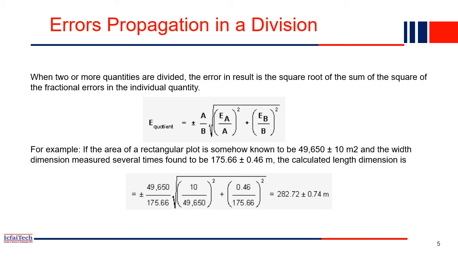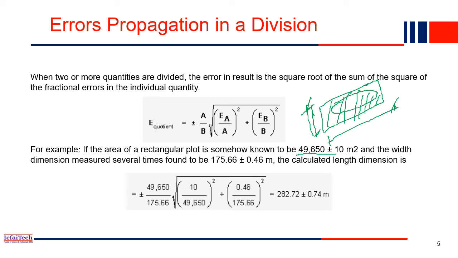Okay, so now a rectangular plot you already have, and somehow you know the area. You have already found the width. Now you want to find the length. So in that case, what will you do? The area will be divided by the width, and you will get the length. So that's how. The area is given to us, which is this much.